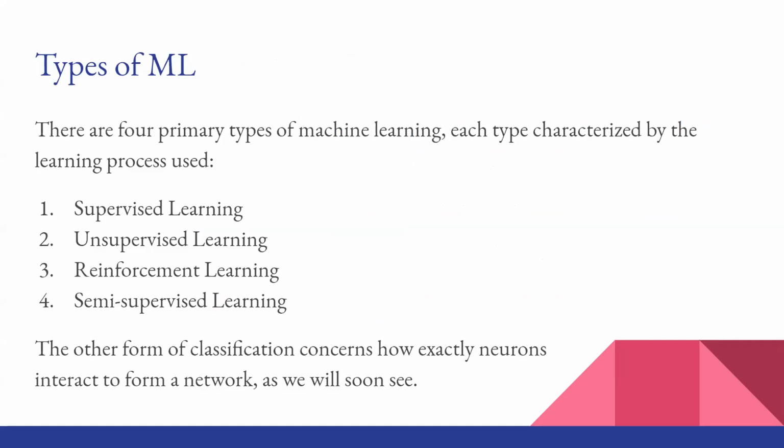The types of machine learning that we'll be going over today, the most common ones anyways, are four primary: supervised, unsupervised, reinforcement learning, and semi-supervised learning. There are other forms of classification concerning how exactly neurons interact to form a network, as you'll soon see. Now, while these are the four primary types, there have been other suggested models for different types of learning.